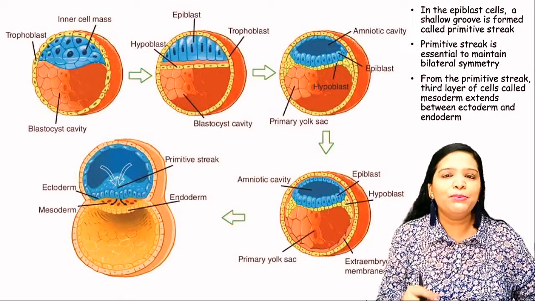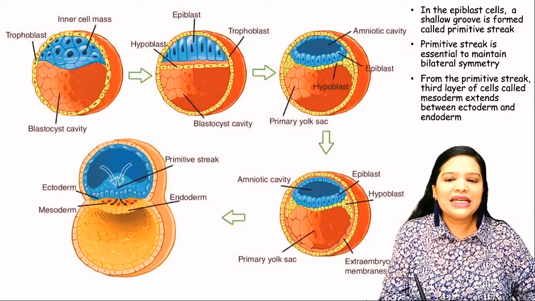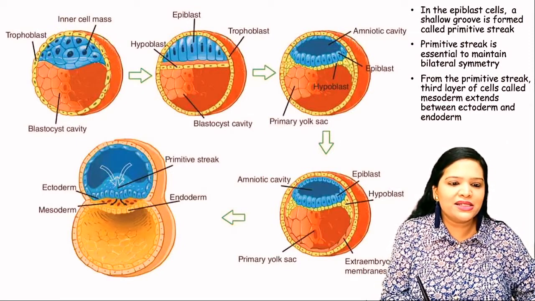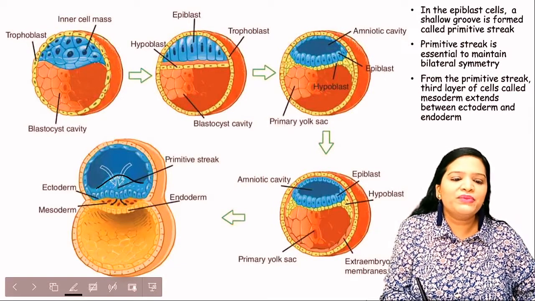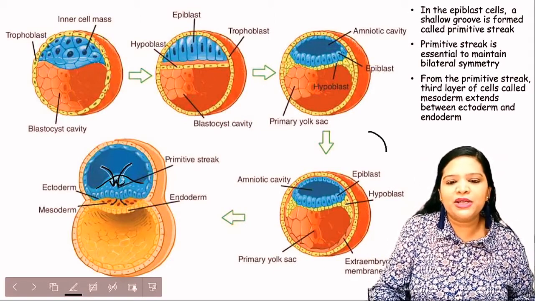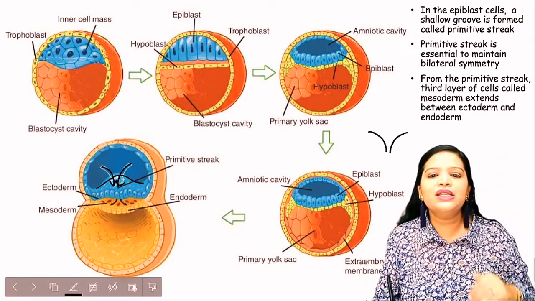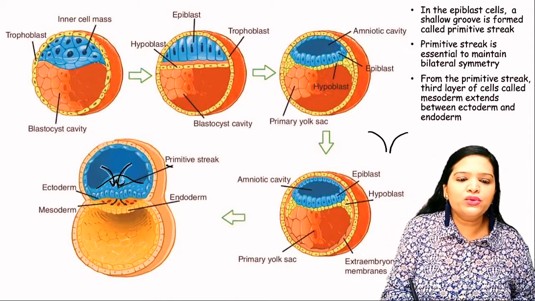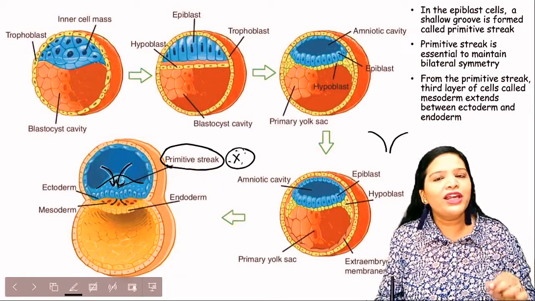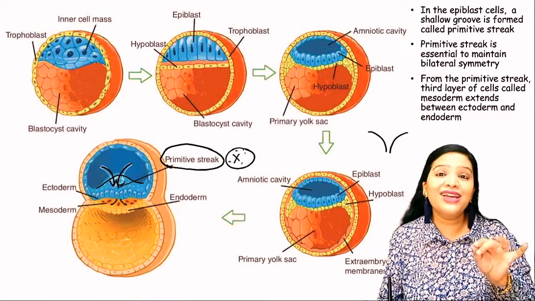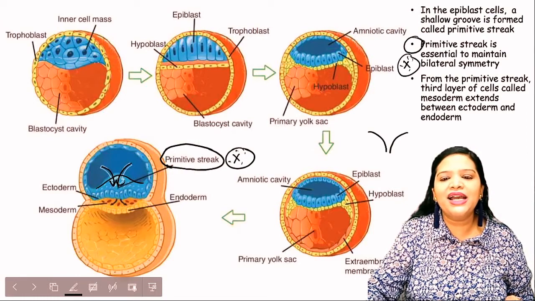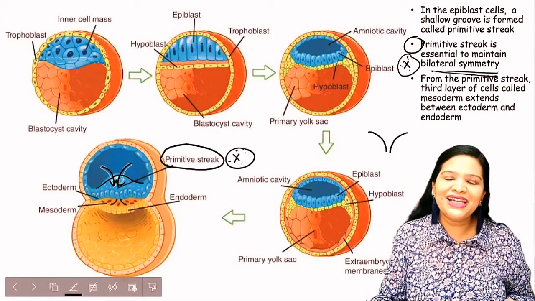Here another important thing happens. In the epiblast, a shallow groove is formed. See here, this is the epiblast, these blue cells. In the epiblast, a groove, and groove means a depression. Like this, a depression is formed. A shallow groove is formed, that is called the primitive streak. This primitive streak is a very important structure in a growing embryo, because it is essential to maintain the bilateral symmetry. What is bilateral symmetry?